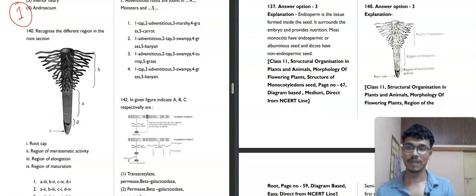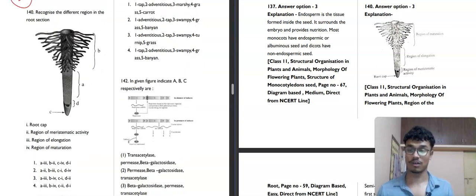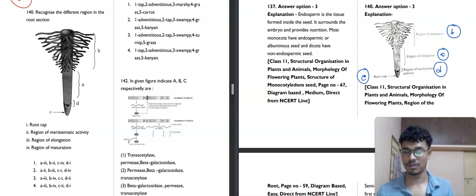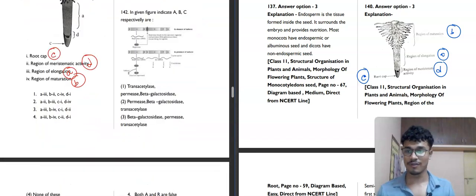Now we'll move towards question number 140. It is saying to recognize the different regions in the root section. A is the root region of elongation. Then B is the region of maturation, C is the root cap, and D is the region of meristematic activity. Root cap will be matched with C, region of meristematic activity with D, region of elongation with A, and region of maturation with B. So A is third, B is fourth, C is first, and D is second. So the third option is our correct answer.